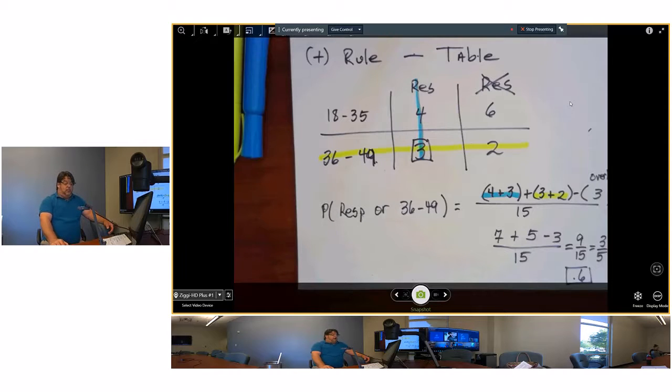All right, I'm going to give y'all one to do by yourself. If you can't do it, what does that mean? We suck. There you go.